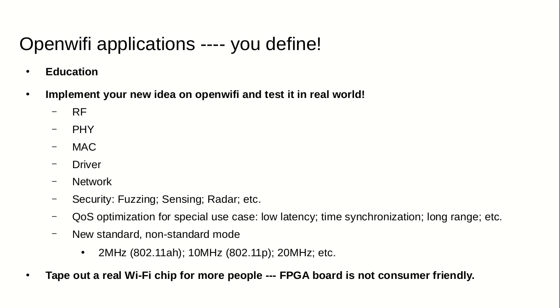If you have some great idea to improve Wi-Fi performance regarding the RF front-end, if you build a better RF, you can interface your RF to the FPGA, to our FPGA design. Then you test your RF in the real Wi-Fi network. If you have a new signal processing algorithm for the physical layer, like channel estimation or CSI information-based sensing or radar application, you just implement your new idea in our physical layer module or replace some module and test your idea in the real world.